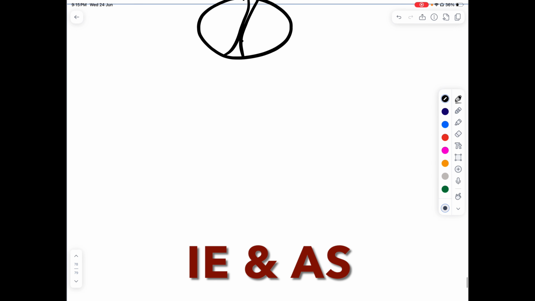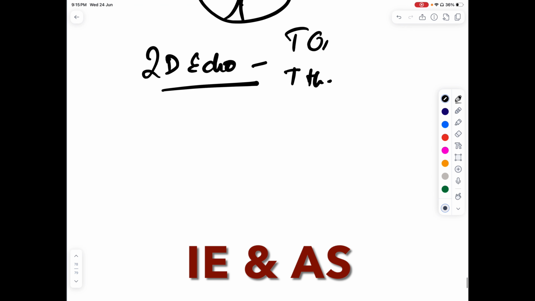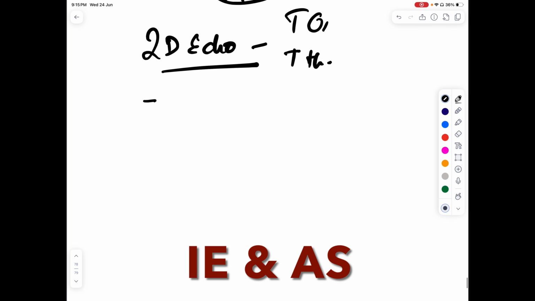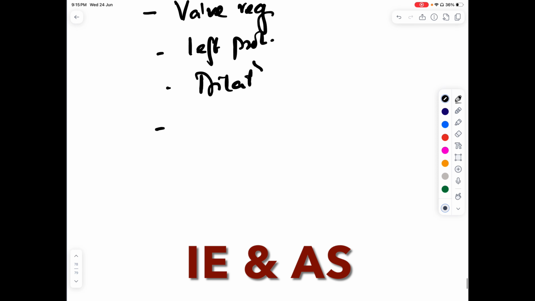2D echocardiography is done, transesophageal or transthoracic. So what do you look for, findings: valve regurgitation, leaflet prolapse, dilatation, rupture of the chordae tendineae, then pericardial effusion, ventricular dilation.